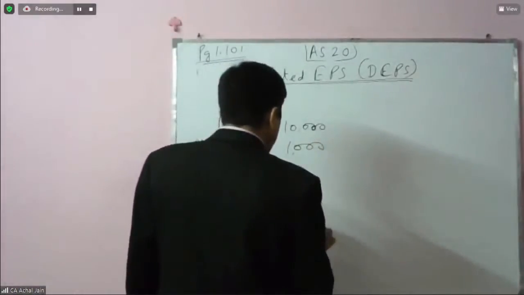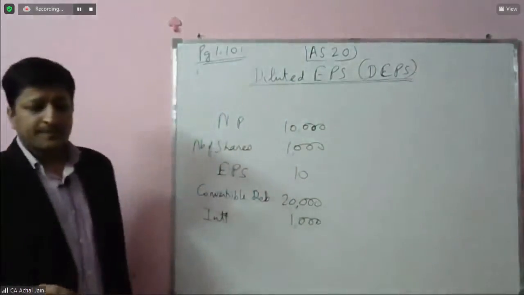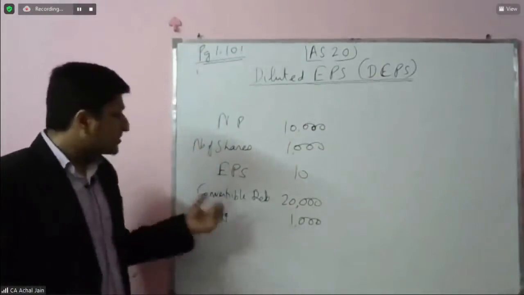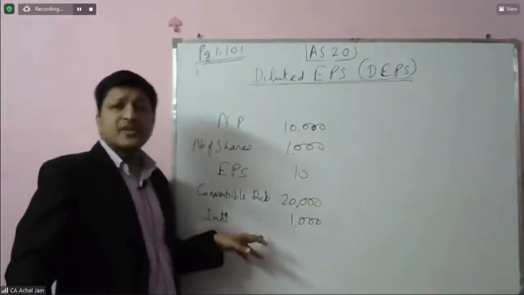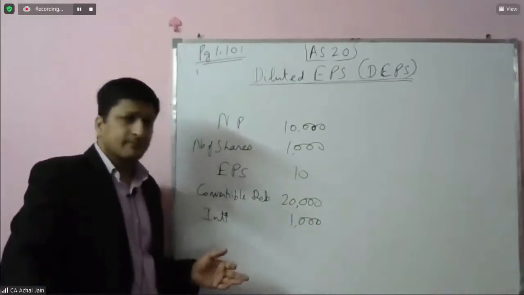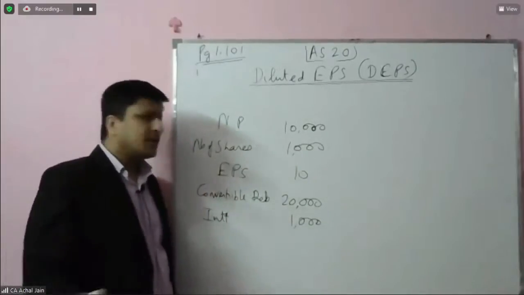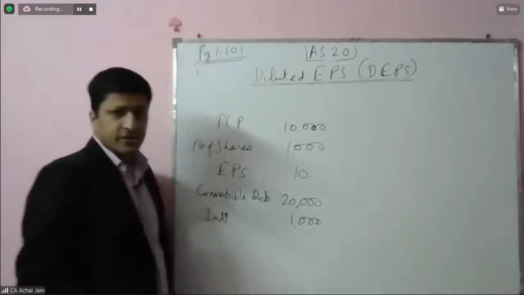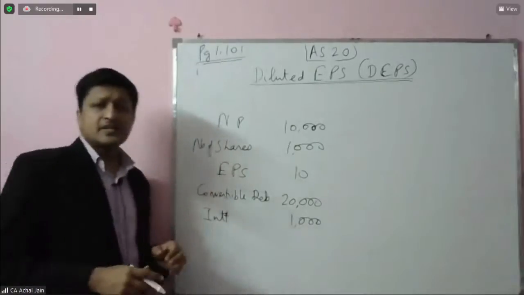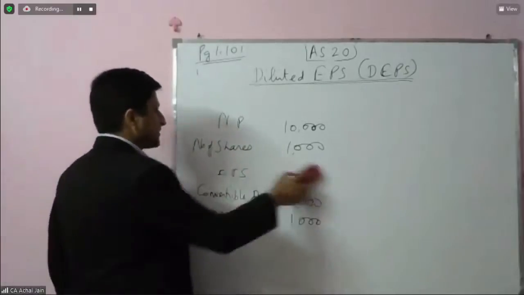Let's suppose interest is 1,000. Now, in this scenario, if you look at the debenture holders, they are getting a fixed return of rupees 1,000. And after paying off the debenture holders and after paying off everybody, shareholders are enjoying EPS of rupees 10 per share. So this is the current scenario. This EPS, which we compute, is called basic EPS.